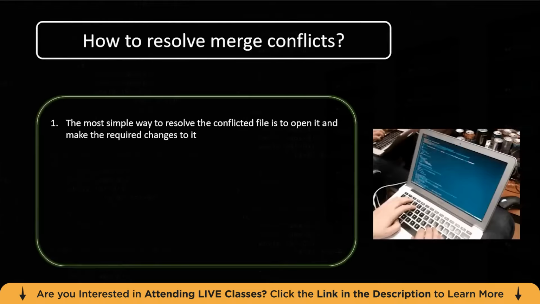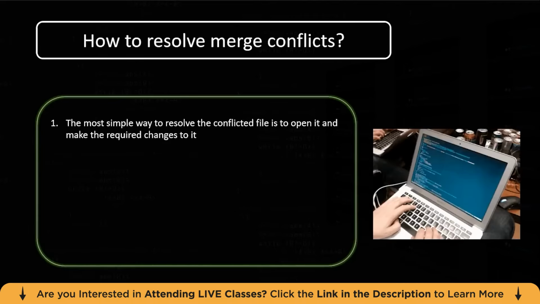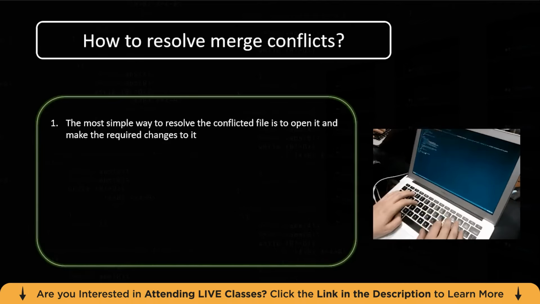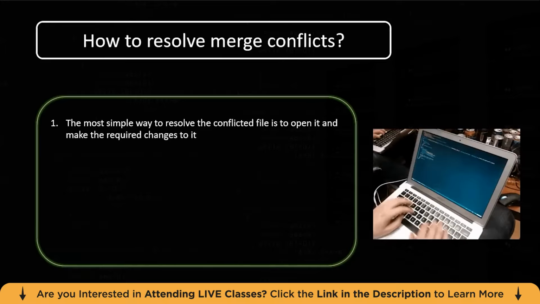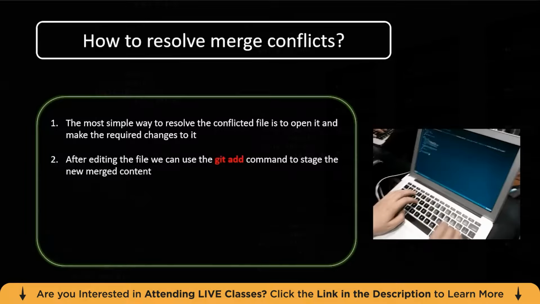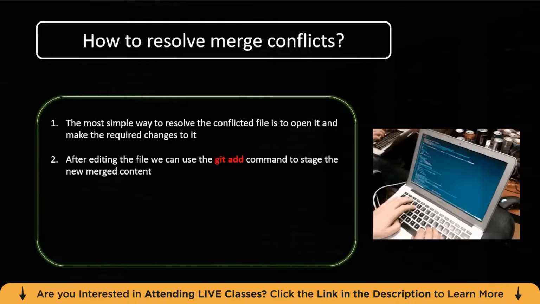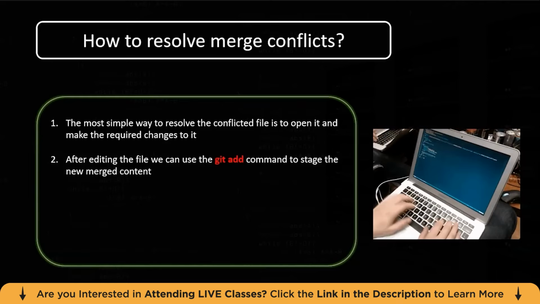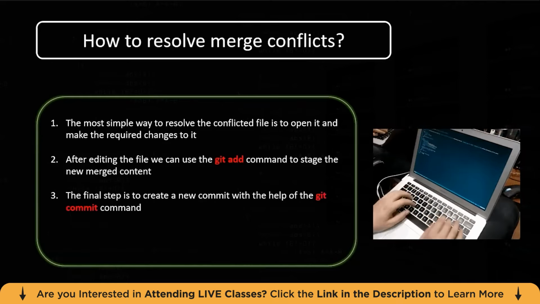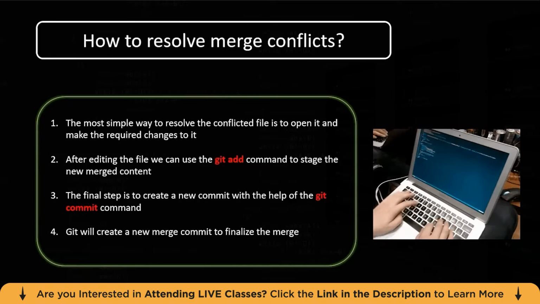In order to resolve these merge conflicts, the simple way is that we open the file which is in conflicted status. Once that is done, you do the required changes. Whatever source code you want to proceed with, you select that source code and use it, and once the editing of the file is done, you can run the pretty much straightforward command git add to add that file to the staging area. And then you can do the git commit so that the merge conflict can be resolved and you will be able to see a merge here.